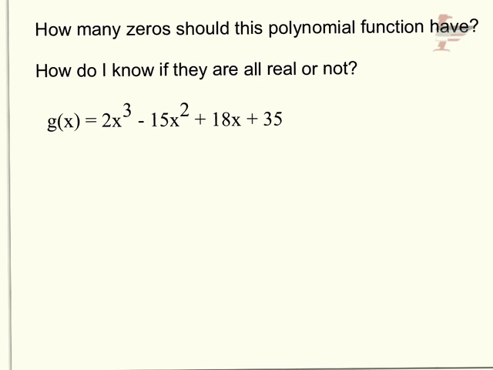The first thing you should always think about when you're looking at a function is how many zeros should this polynomial function have? And how do I know if they're all real or not? If they're real, remind yourself that it's going to cross the x-axis, and if they're not real solutions or zeros, then they're not going to cross the x-axis. On this one, how many zeros should this polynomial function have? That is all dependent on the degree of the function. If you have a third degree function, you should have 3 zeros. So it's very easy to tell. There's no surprises there. Then the next question, how do I know if they're real or not?